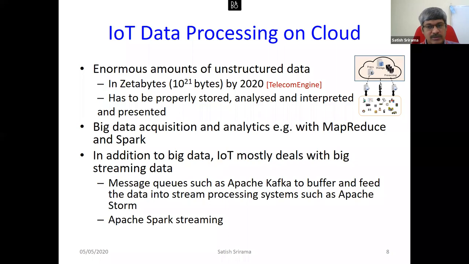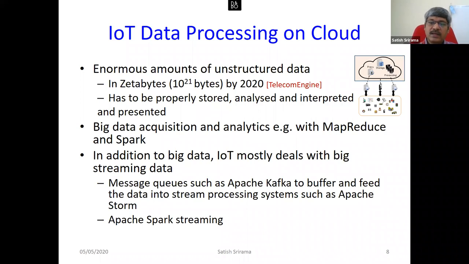There are several solutions, such as MapReduce and Spark, using which you can parallelize these tasks. You can run on hundreds of cloud instances and do this sort of large-scale data analytics. That is possible with these MapReduce frameworks and distributed frameworks. It is feasible.